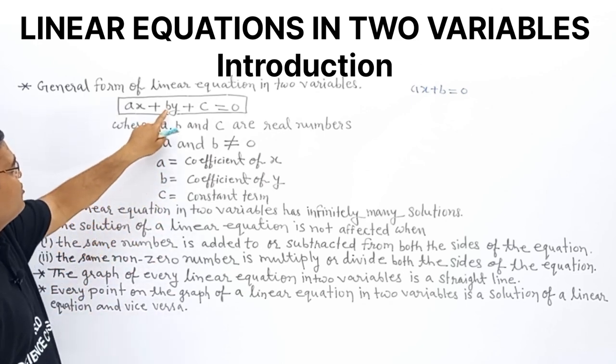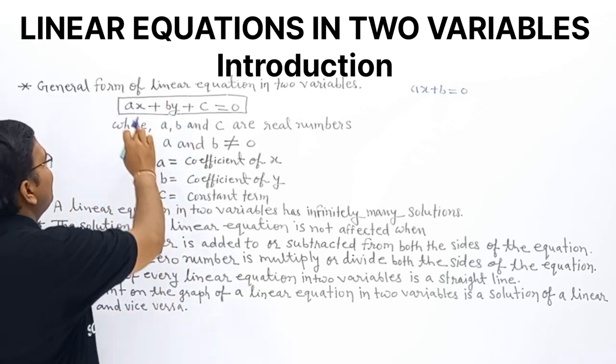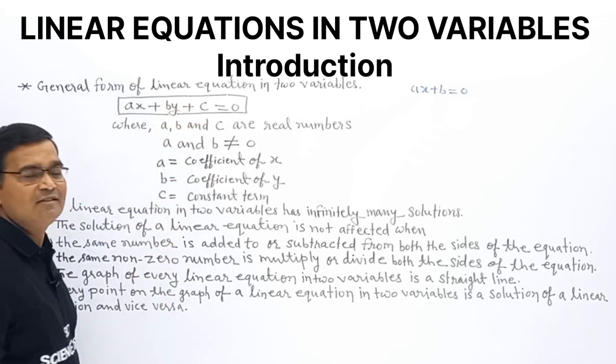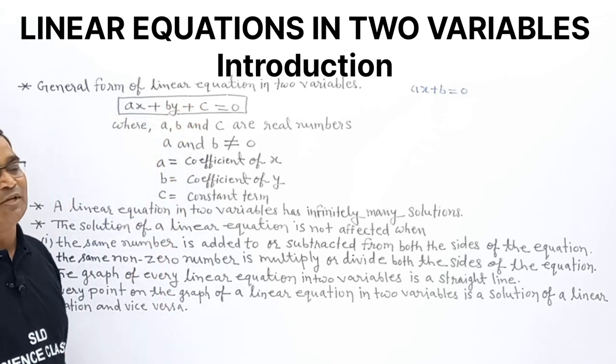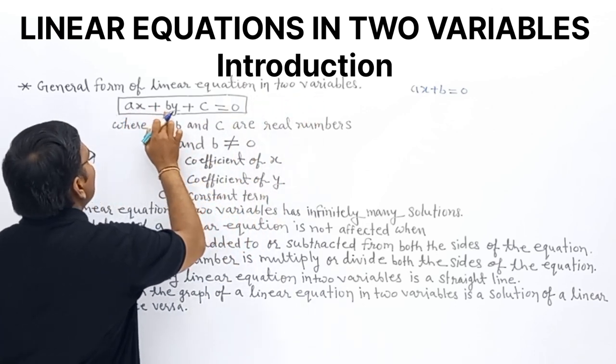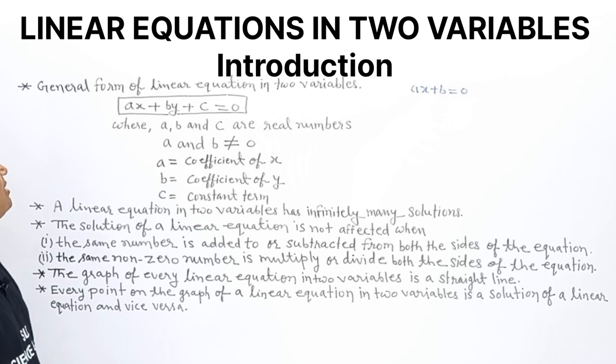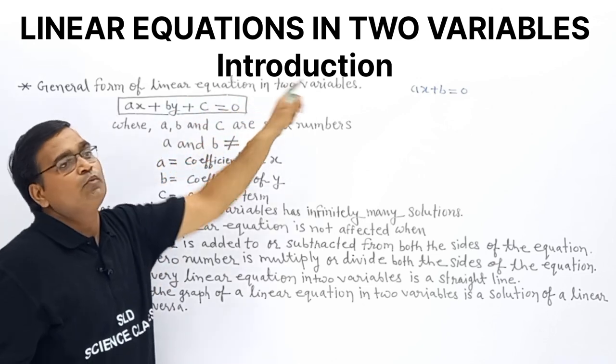Similarly, once b equals 0, that term will be 0. We are getting only ax plus c. This is again a linear equation in one variable. So for a linear equation in two variables, both values should not be equal to 0. Once they are 0, we get a linear equation in one variable.